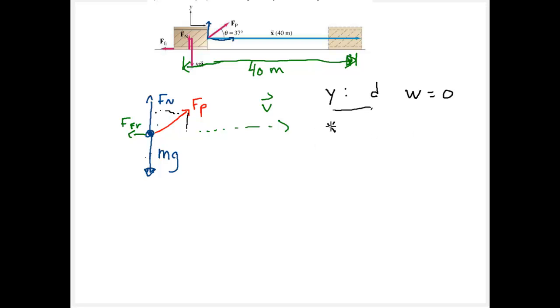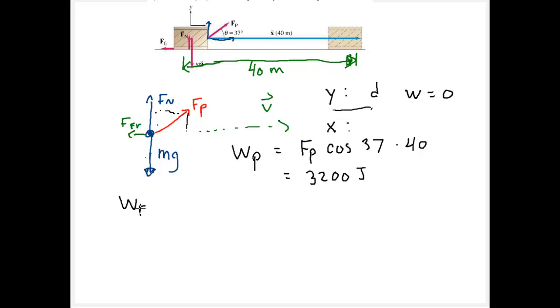Now in the x direction, let's take a look at the person right here. How much work was done by the person? That's going to be equal to the force of the person multiplied by the cosine of 37 multiplied by the distance that it travels. It's going to be 40, and it tells you what the force of the person is, and you're going to get 3,200 joules.